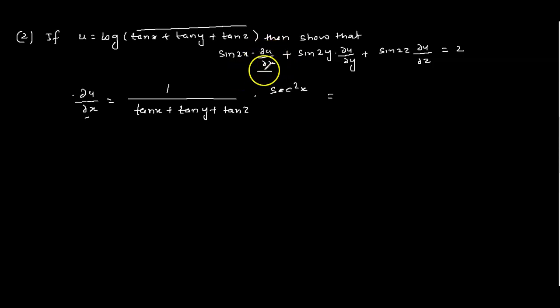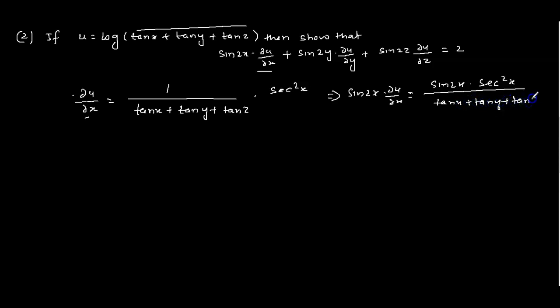Now in this del u by del x we have to multiply by sine 2x. So we multiply sine of 2x into del u by del x. We will get sine 2x into secant square of x divided by tan of x plus tan of y plus tan of z.